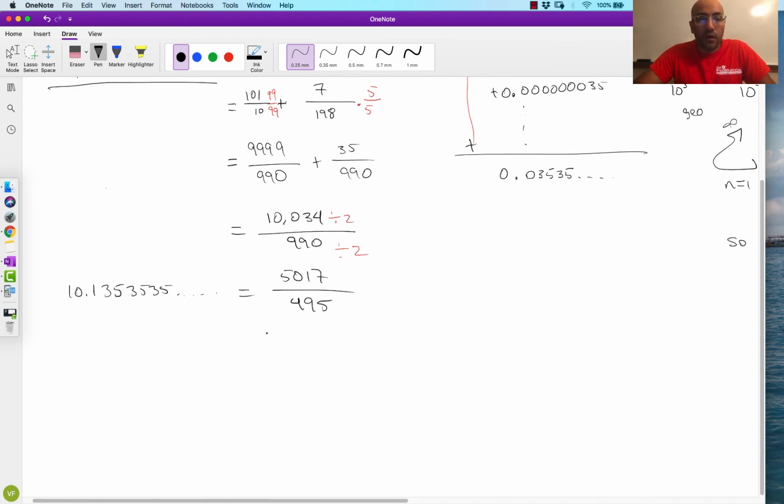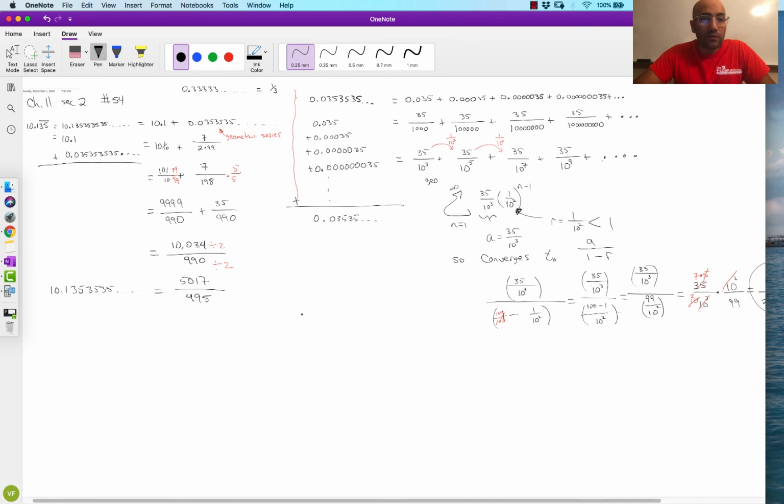Okay, so the key to these is always going to be to rewrite it into two pieces: the part that repeats and the part that doesn't repeat. The part that doesn't repeat is just going to be some easy thing to work with. The part that does repeat, we want to use the knowledge of geometric sequences, geometric series, to establish that it's a geometric series, figure out what the value of A is, what the value of R is, confirm that the value of R is less than 1, and then we use our little formula for the sum of an infinite geometric series to come up with a fraction.